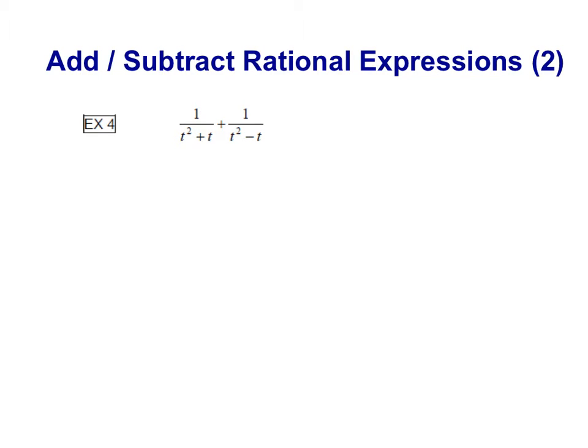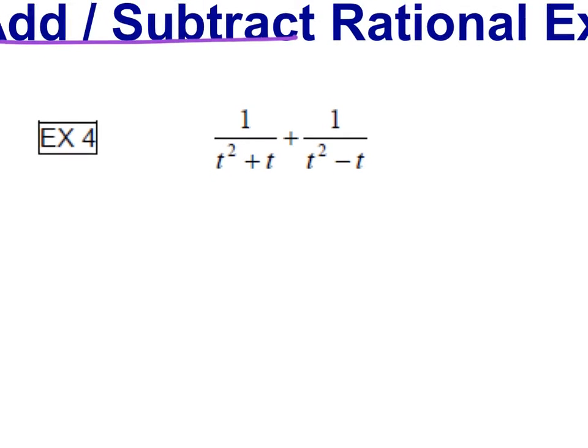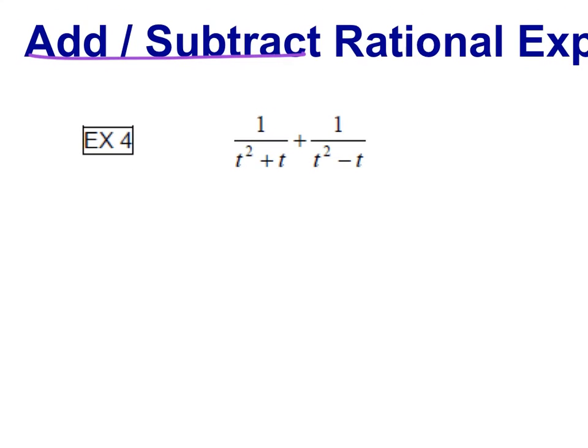Okay, here's our second video on adding and subtracting rational expressions. Remember, when you are adding and subtracting, you need a common denominator. So let's take a look at our denominators. The one thing that we haven't had to do yet: if your denominator can be factored at all, it's so much easier to get a common denominator if we see it in factored form.